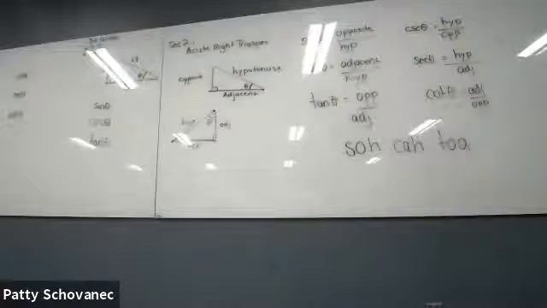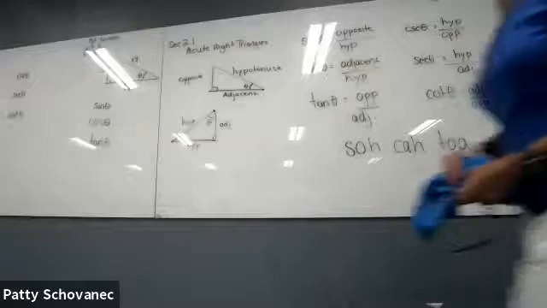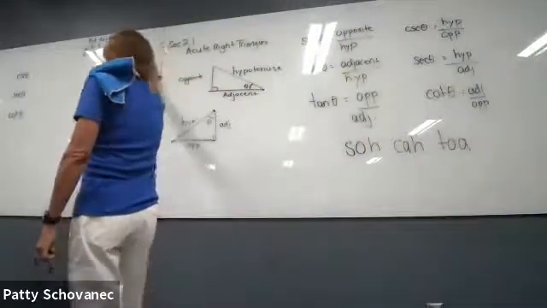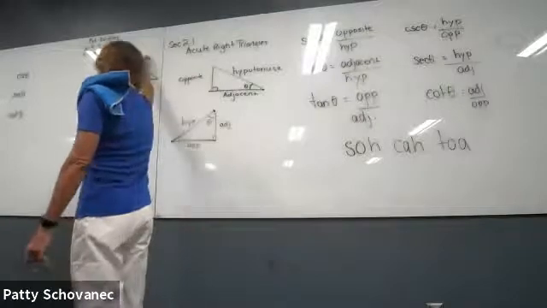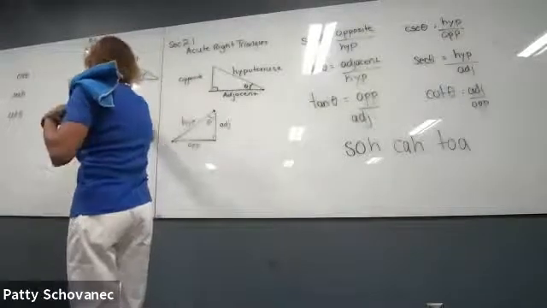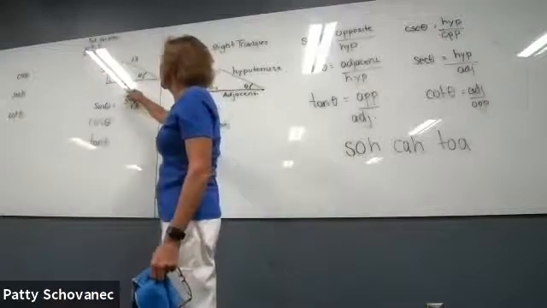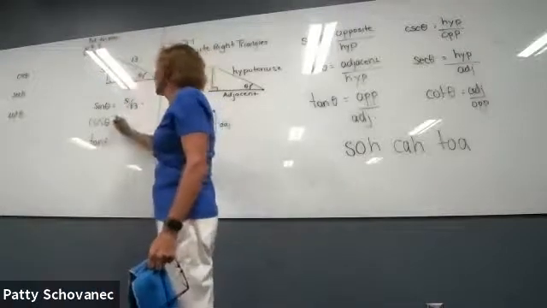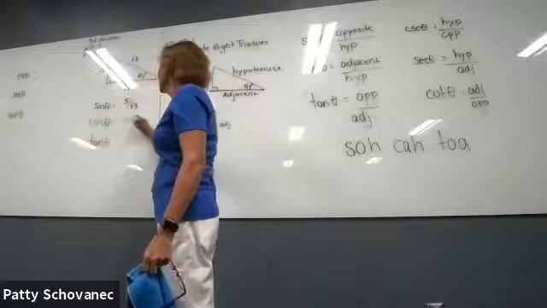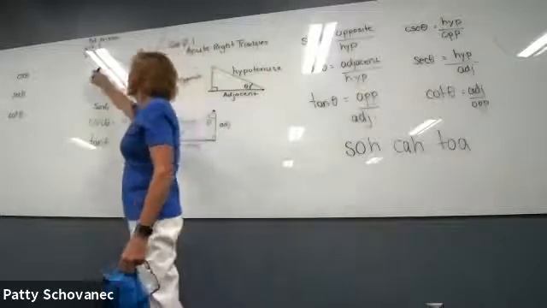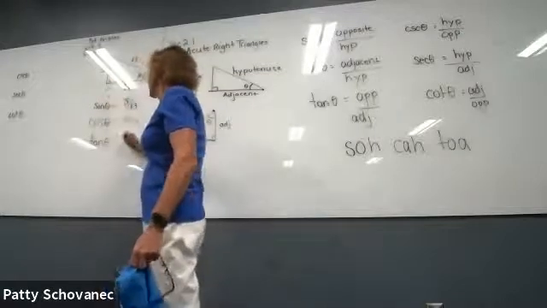Got them? All right, so here we go. Sine was opposite over hypotenuse. So if I labeled this as theta, opposite is 5, hypotenuse is 13. So that makes cosine 12 over 13. And the tangent is opposite over adjacent, so that'll be 5 over 12.